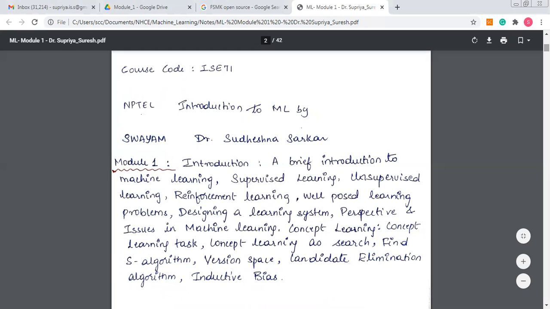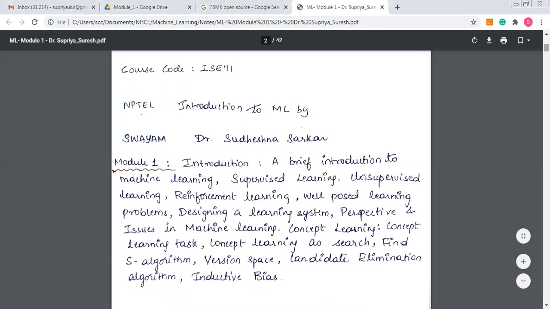With the help of the target functions, or with the given input instances, how are you going to design a learning system? The perspective and the issues with machine learning, the current issues or the problems related to machine learning.